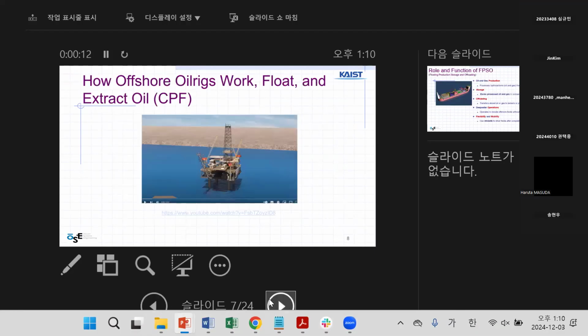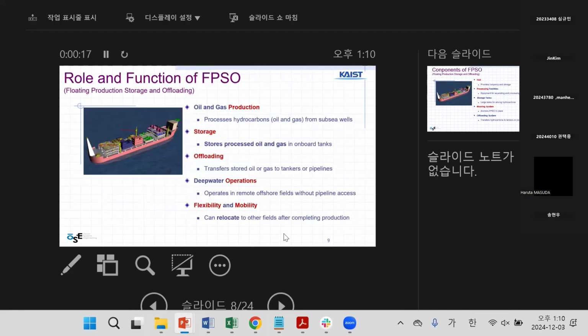That was the CPF, for the production of oil offshore. And the next one is FPSO. It's similar to CPF, but it is made for a moving structure, so it has more flexibility for the oil and gas, and it's for offloading and deep-water operations, flexibility and mobility.